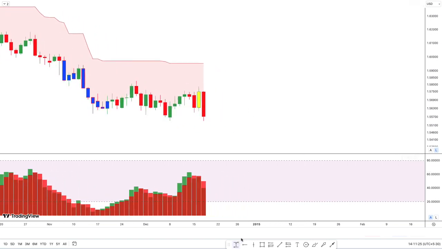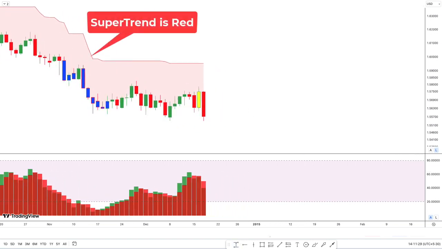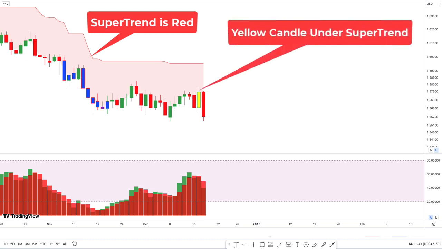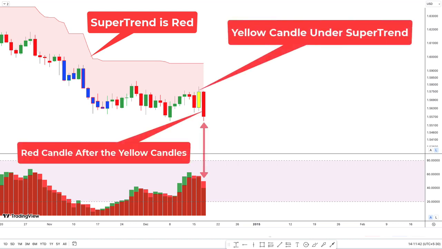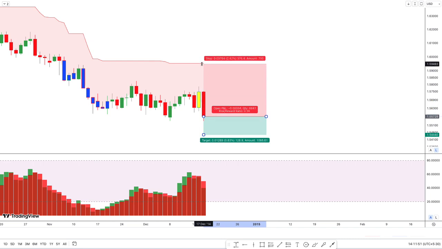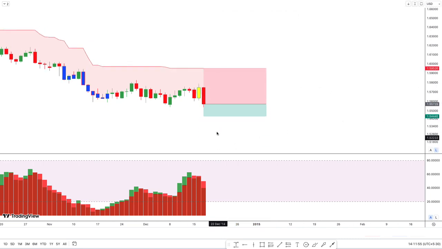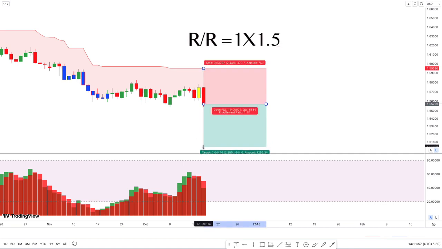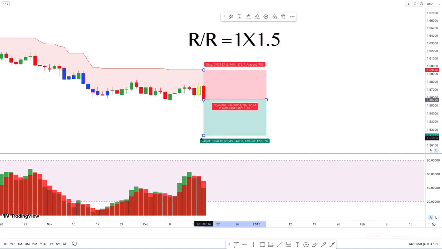First of all, the super trend line should be red, second, a yellow candle will be under the super trend, third, a red candle after the yellow candles, then last, the opposite bar is in red with the slow stochastic. All conditions are met, so enter a sell position. The stop loss should be above the super trend line, and the take profit should be multiplied by 1.5, and this means that the risk to reward ratio is 1:1.5.